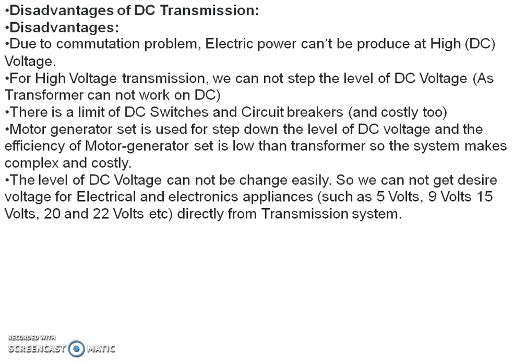But at the same time there are disadvantages of DC transmission as well. Due to the commutation problem, electric power cannot be produced at high DC voltage. That is one of the major problems for DC transmission. Then for high voltage transmission, we cannot step up the level of DC voltage because transformers cannot work on DC. Similarly, we cannot step down the DC voltage with the help of a transformer, for the same reason: transformers do not work on DC. There are some other disadvantages, but we are not much concerned about them.